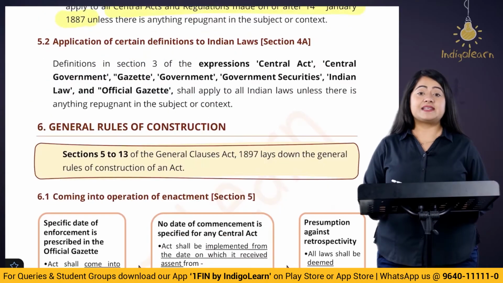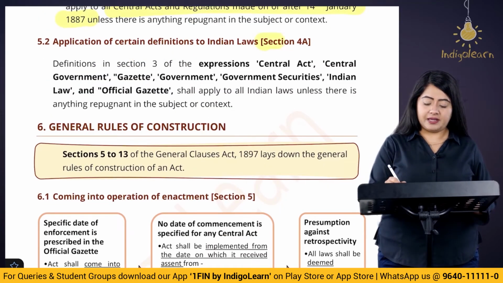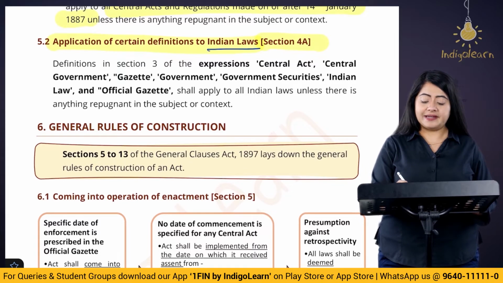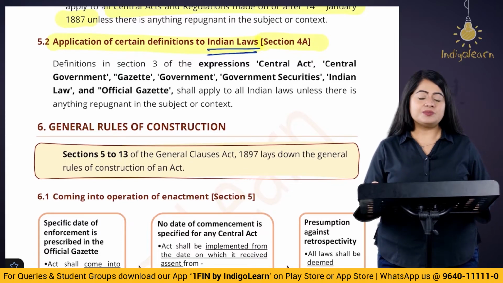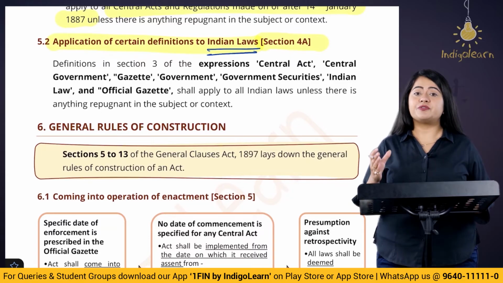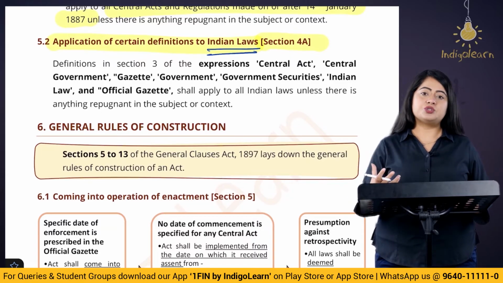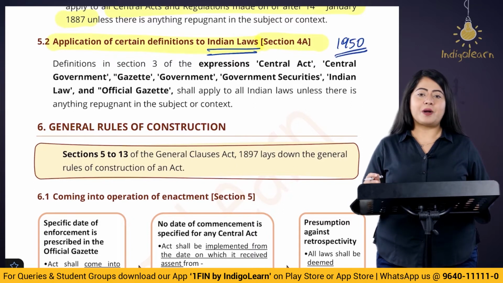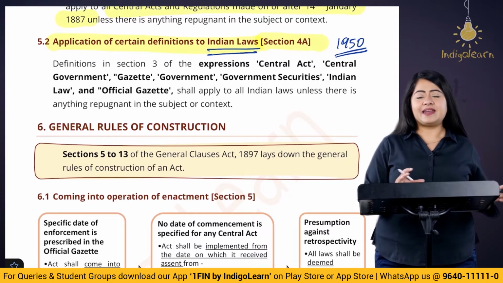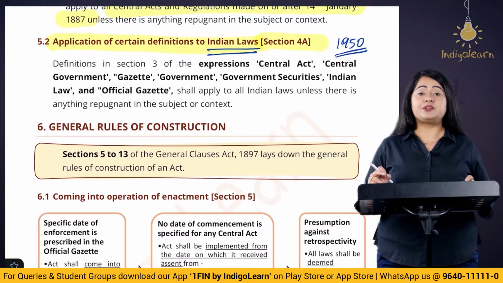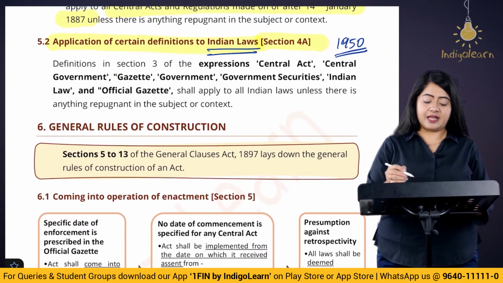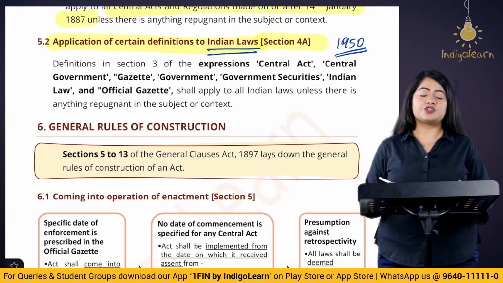The next section we are discussing is section number 4A, which talks about applicability of certain definitions on Indian laws. What is Indian laws first of all? Indian laws means those statutes that came into the picture before our constitution became valid. So that is before the Republic Day of 1950, any enactments that were there. With respect to them, which definitions in the General Clauses Act are applicable is stated in our section 4A of the General Clauses Act.